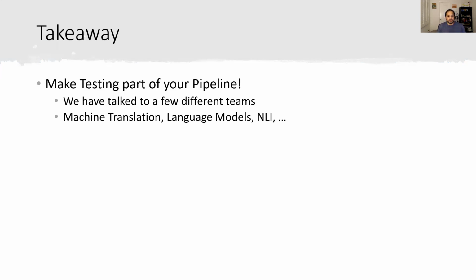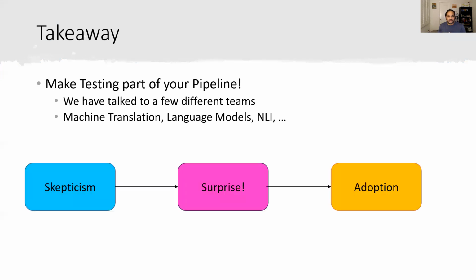Since we published this paper, we have talked to a bunch of different teams in a few different companies and tried to apply it to a bunch of different tasks as well, like machine translation, language models, NLI, and so on. And there is this consistent behavior we've seen where everybody starts with skepticism: we've been testing our system for a long time, why will this work better? And then when they actually apply CheckList, it leads to a surprising result, like, hey, I didn't know this was a problem. And based on this, they end up adopting CheckList into the pipeline. We can't always convince you to do this one-on-one, so hopefully this talk is helpful, at least to think about testing, if not using CheckList.